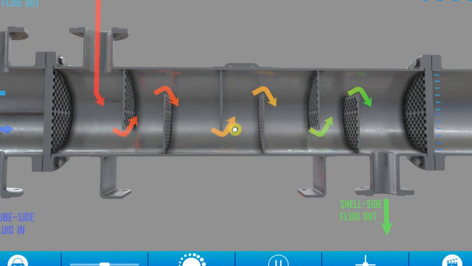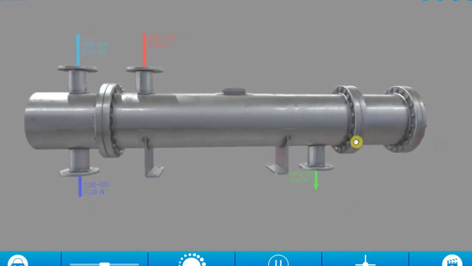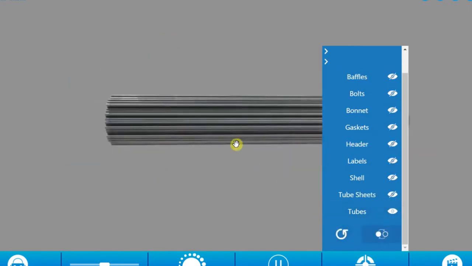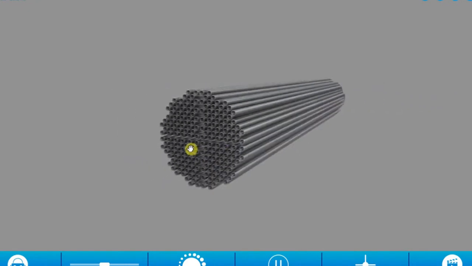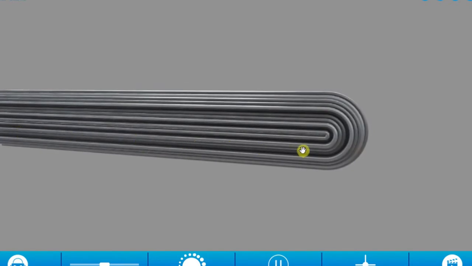Let's load up another 3D model so I can show you a slightly different design of a shell and tube heat exchanger. So here is the first design that I want to show you that's slightly different from what we looked at before. You can see that externally it looks pretty much the same, but if I show you the tubes and we reverse that around, you can see that the tubes themselves are no longer just straight. They're actually rounded into a U shape. This is actually called a U-type shell and tube heat exchanger. The tubes have this U shape.